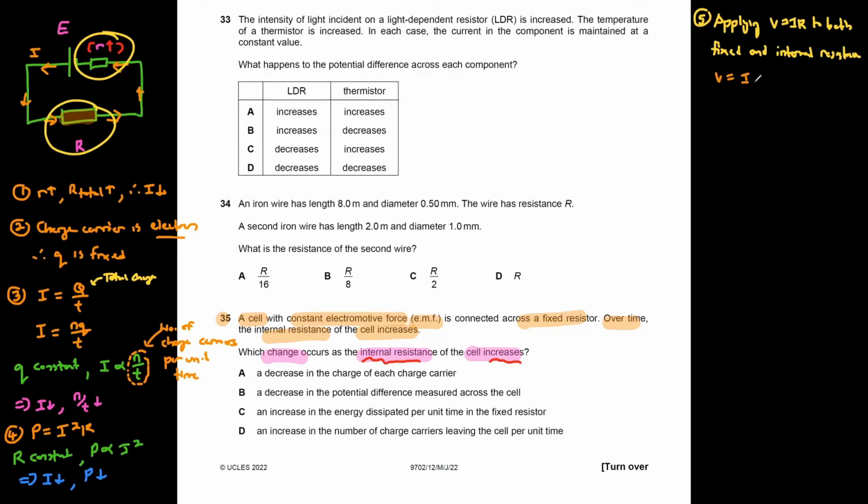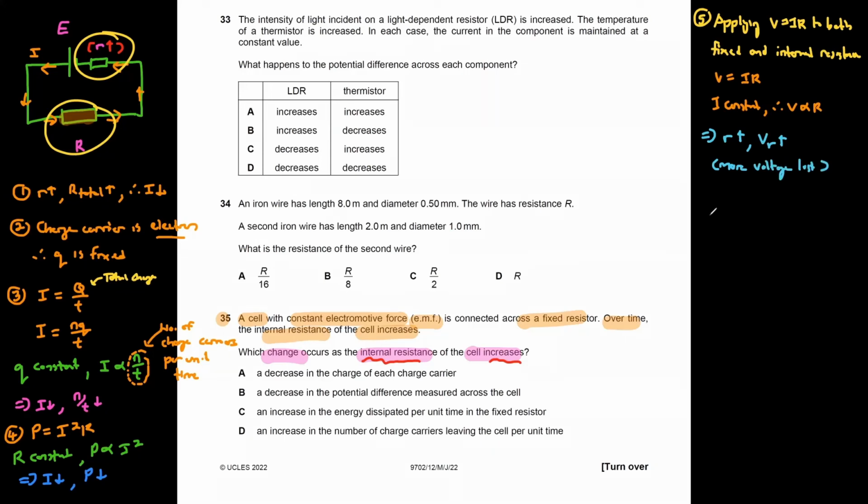V equals IR, the current being constant through both resistances. That will mean that the PD across them is directly proportional to their resistance. So when you look at the internal resistance, it is increasing. Therefore, the PD across the internal resistance will increase. There is actually more voltage loss here.